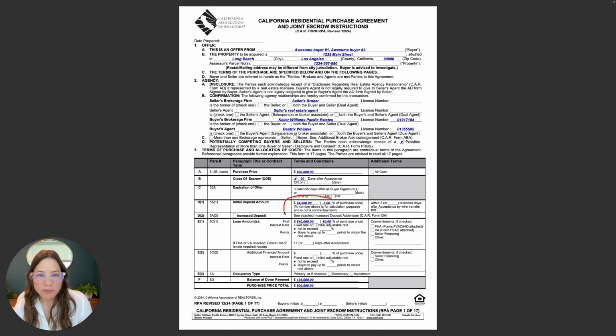The initial deposit is the money that goes into escrow as your good faith deposit once your offer is accepted. Typically, it's 2 to 3% of the purchase price. In this case, I wrote it as a 3%. And this money goes towards your credits in escrow.